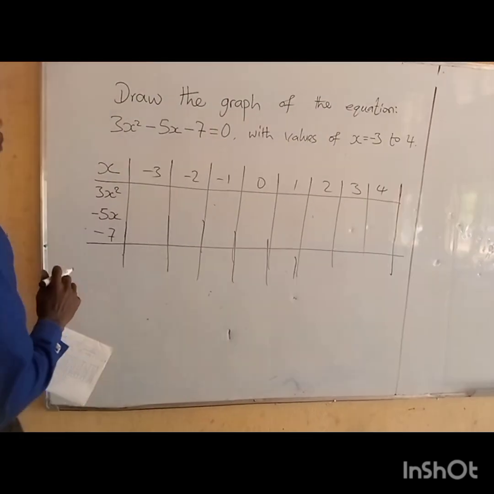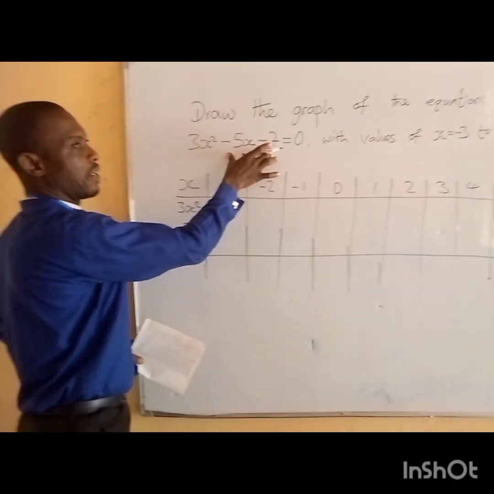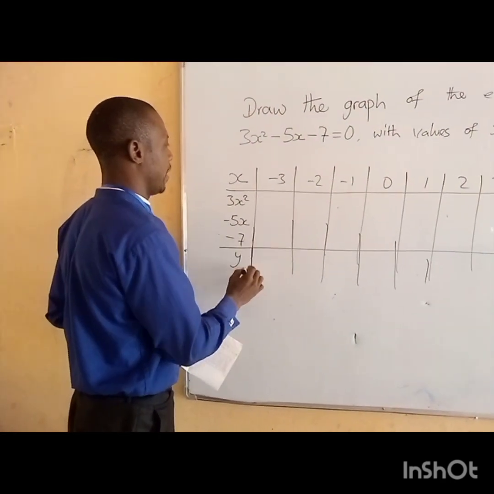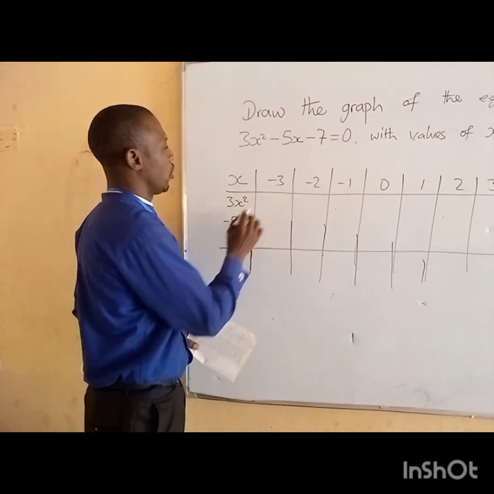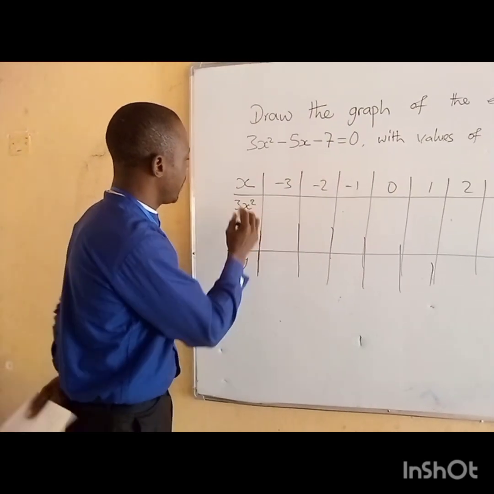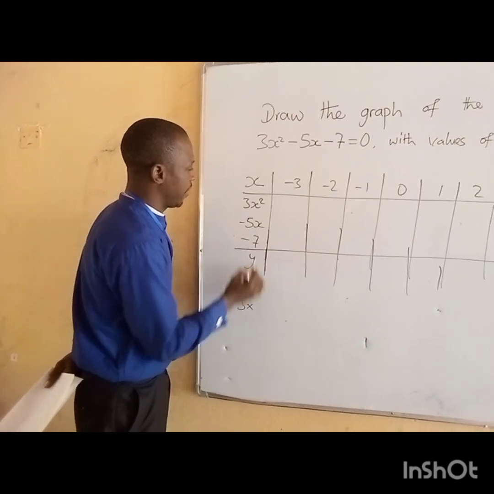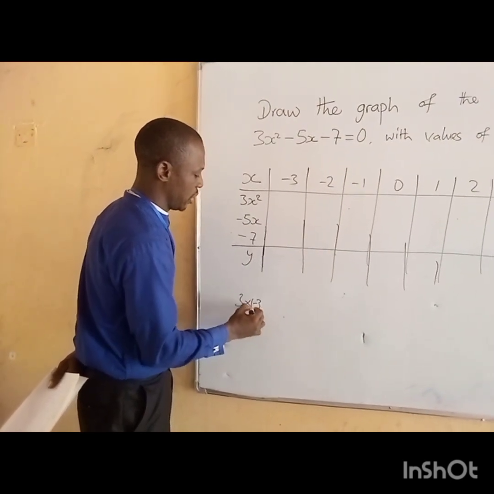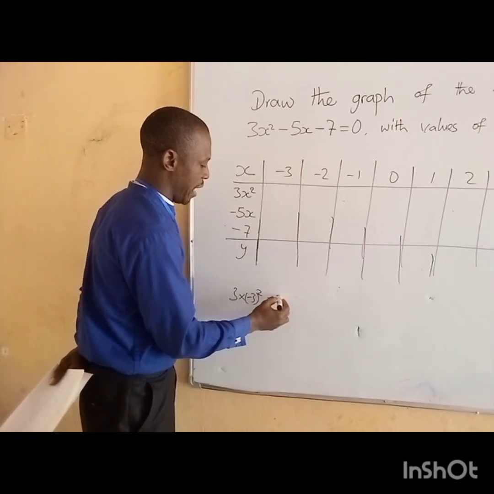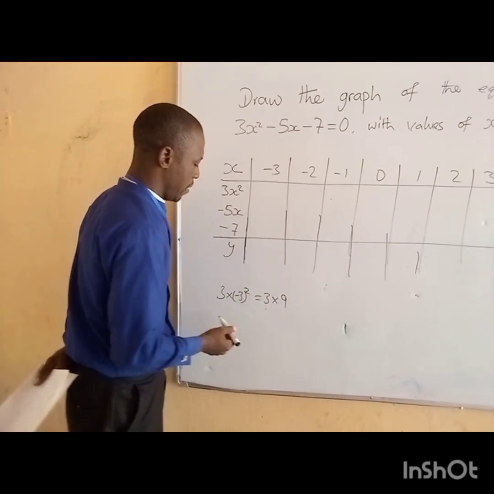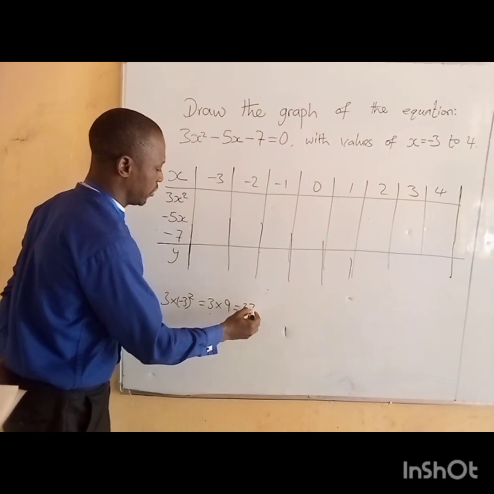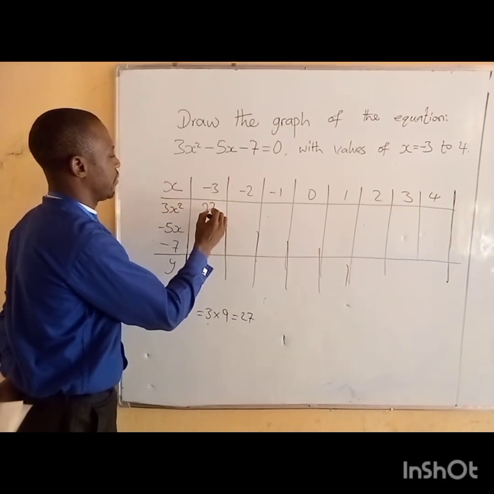After breaking down the quadratic equation, they will all be equal to y. So you replace this x by the values of x. So here we have 3 times x, which is now -3 raised to the power 2. -3 raised to the power 2 is 9. And 9 times 3 gives us 27. So we have 27 here.